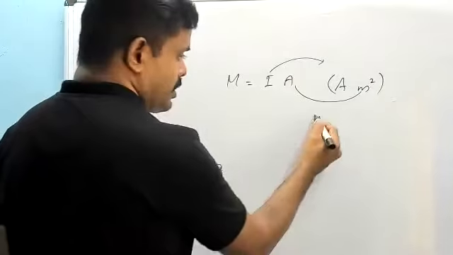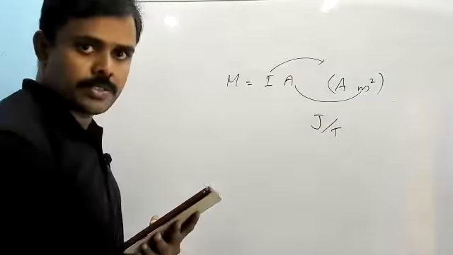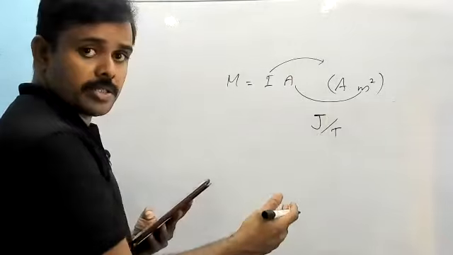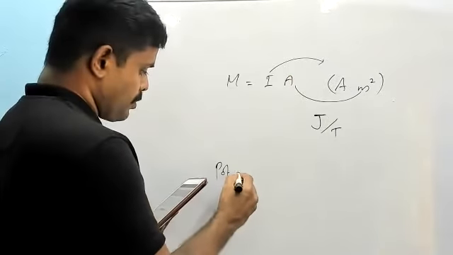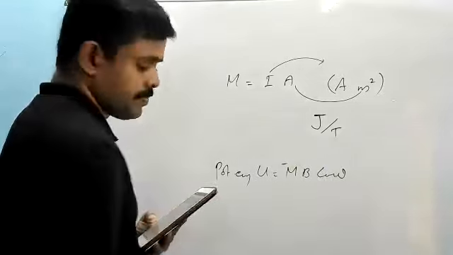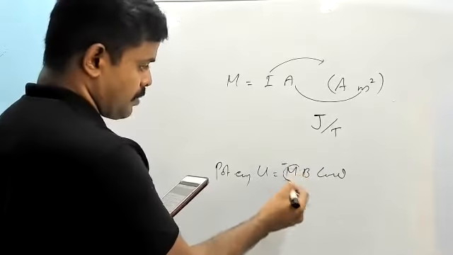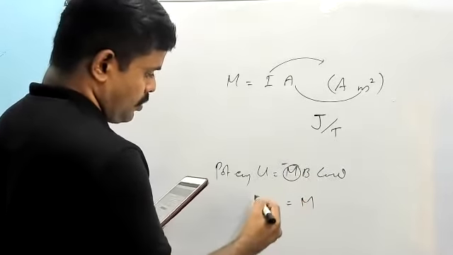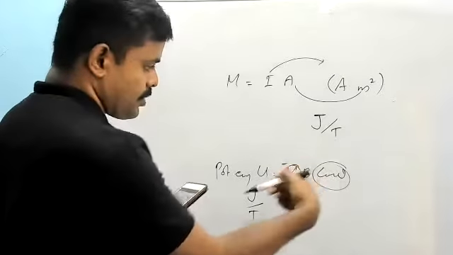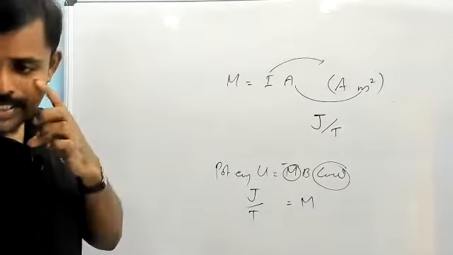And there is another unit, that is Joule per Tesla. You can get this from which equation? You remember the equation for potential energy? U is equal to mB cos theta. Then what you need is the dipole moment. M will be U, which is Joule, by B, which is Tesla. Cos theta doesn't have any unit. Do you understand?